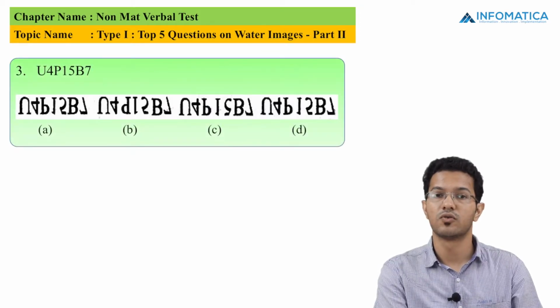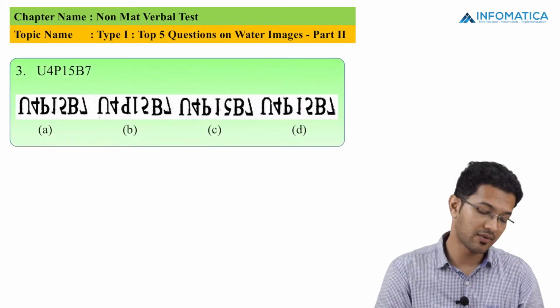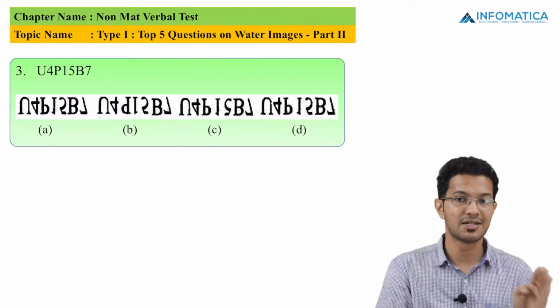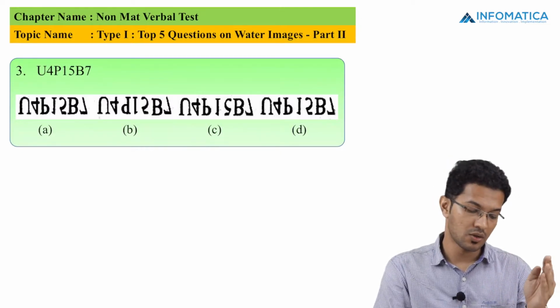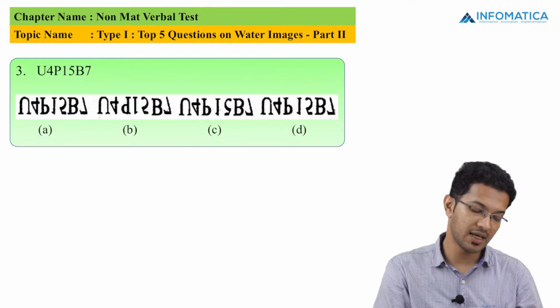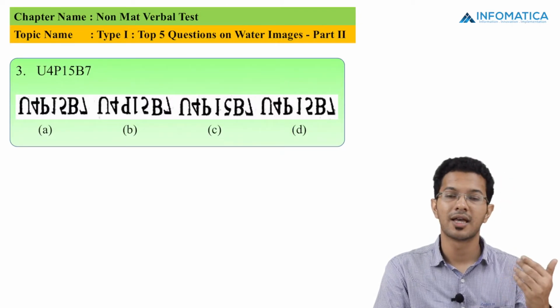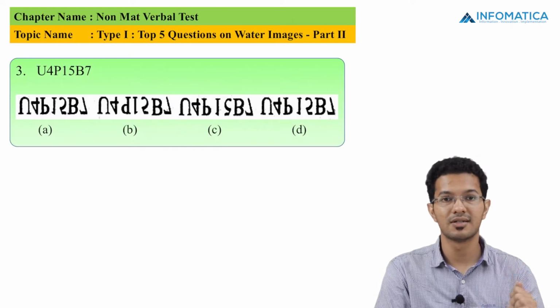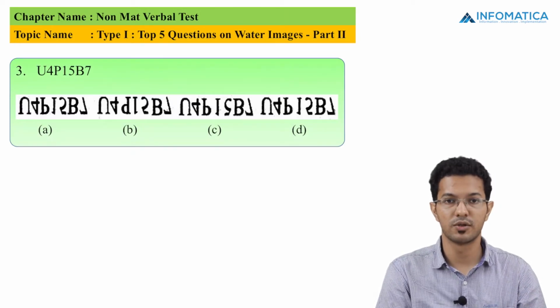Now students, let us go for the third MCQ. In this, they have given some capital letters and some numbers. So the first one is U. After that I'm having a 4, then capital letter P, then 1, 5, capital letter B, and then I'm having a 7. So let me go for the solution part.